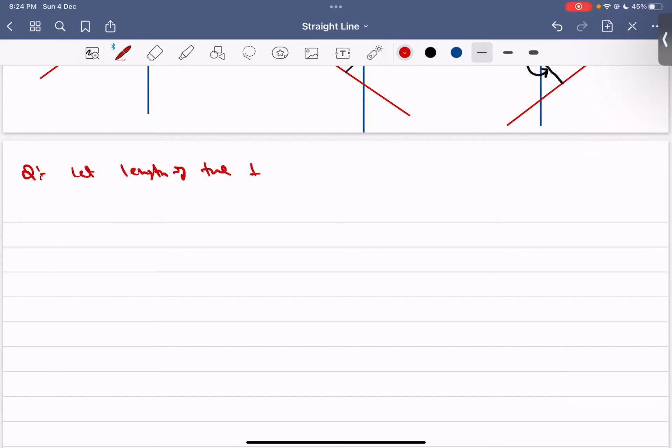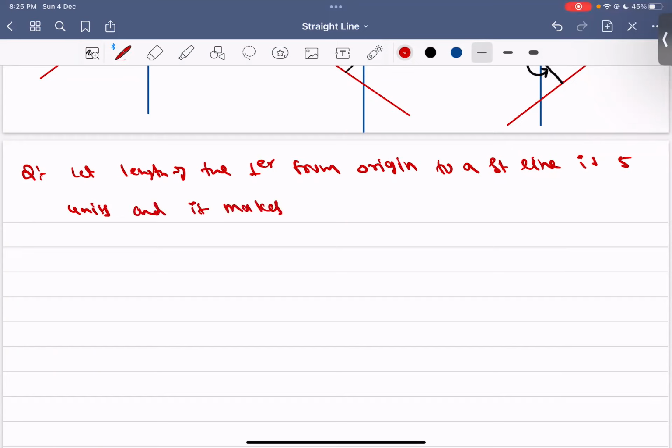Length of the perpendicular from origin to a straight line is 5 units, and it makes some 300 degrees with the positive direction of x-axis. Then find the equation of the line.